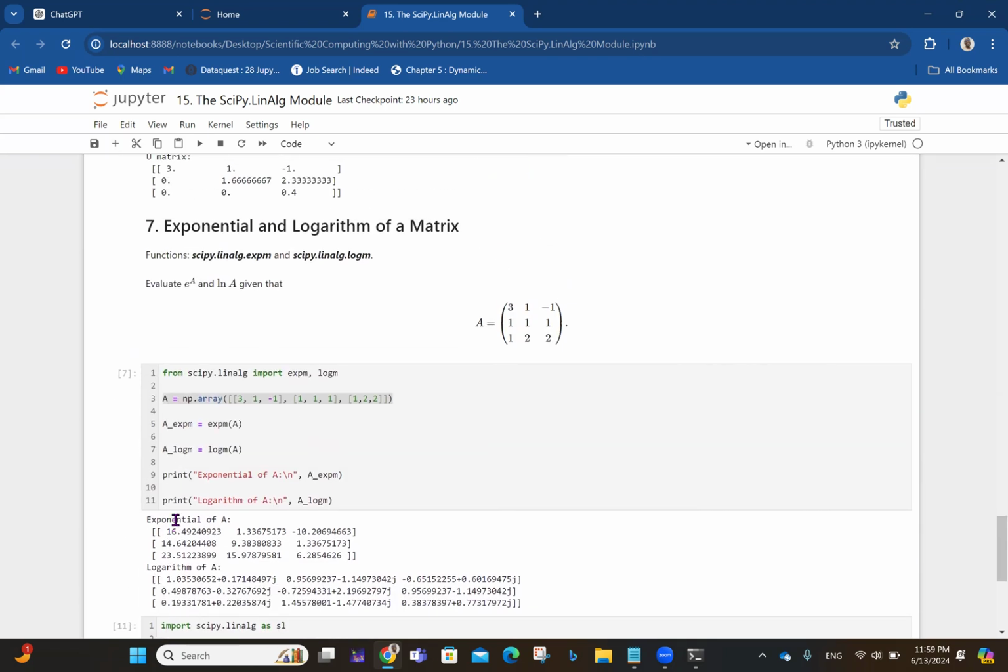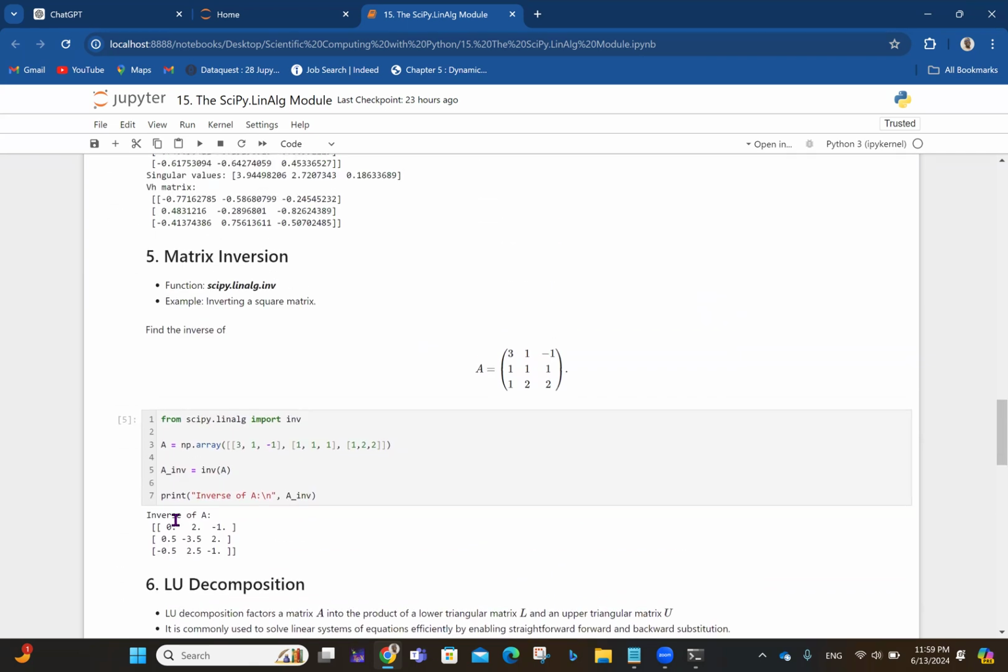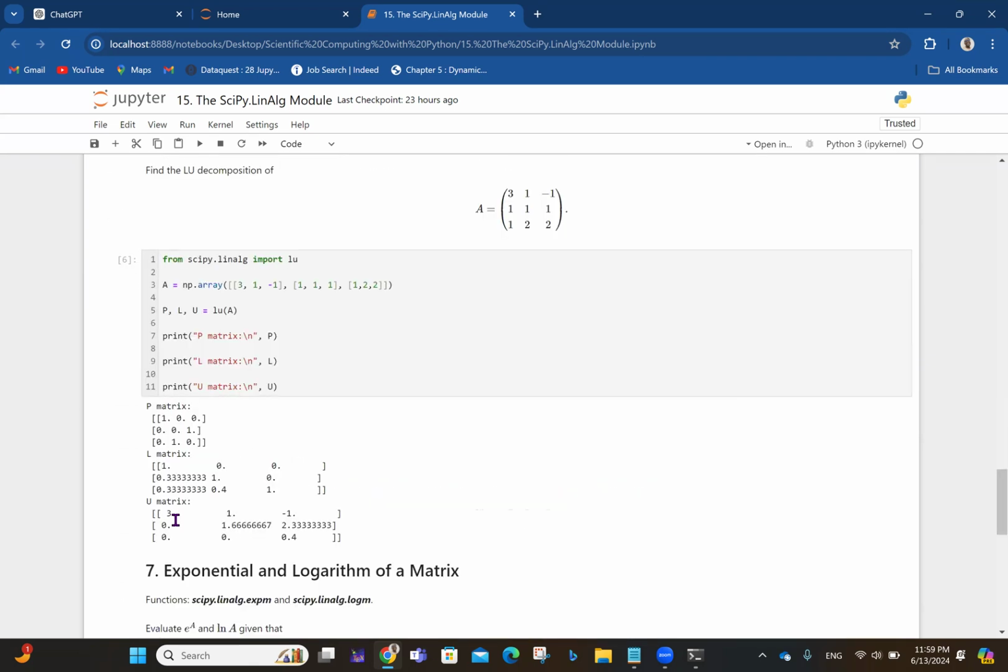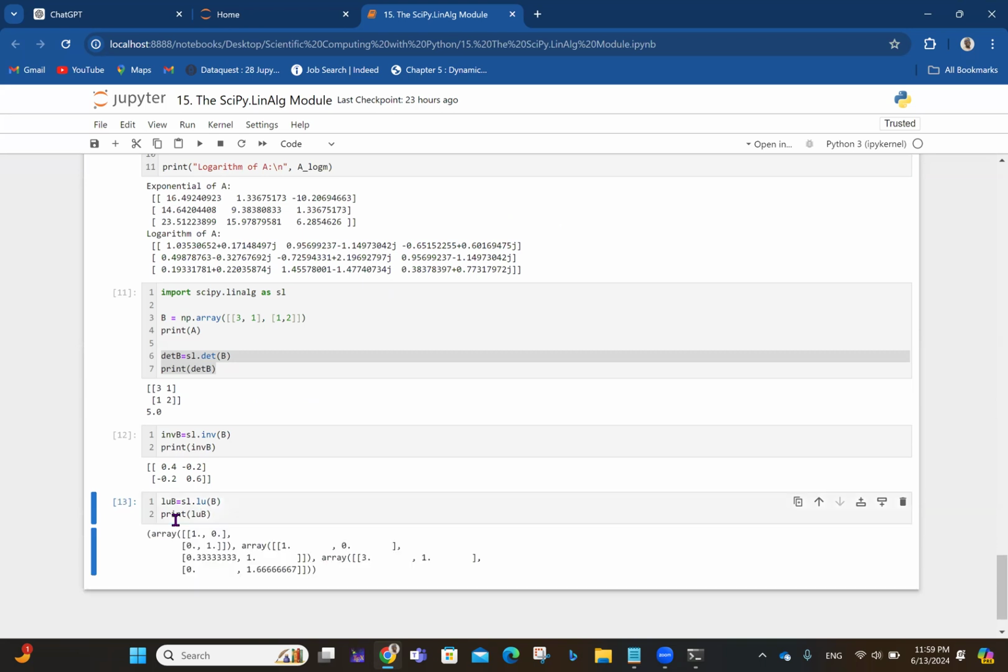What else can we do? So we need the exponent, or let's do the LU decomposition. Let's say we do LU decomposition of B. So again, we say SL.lu because lu comes from that, and then we have lu B like this, and then that gives us all of that decomposition that way. All right, so let's stop there.